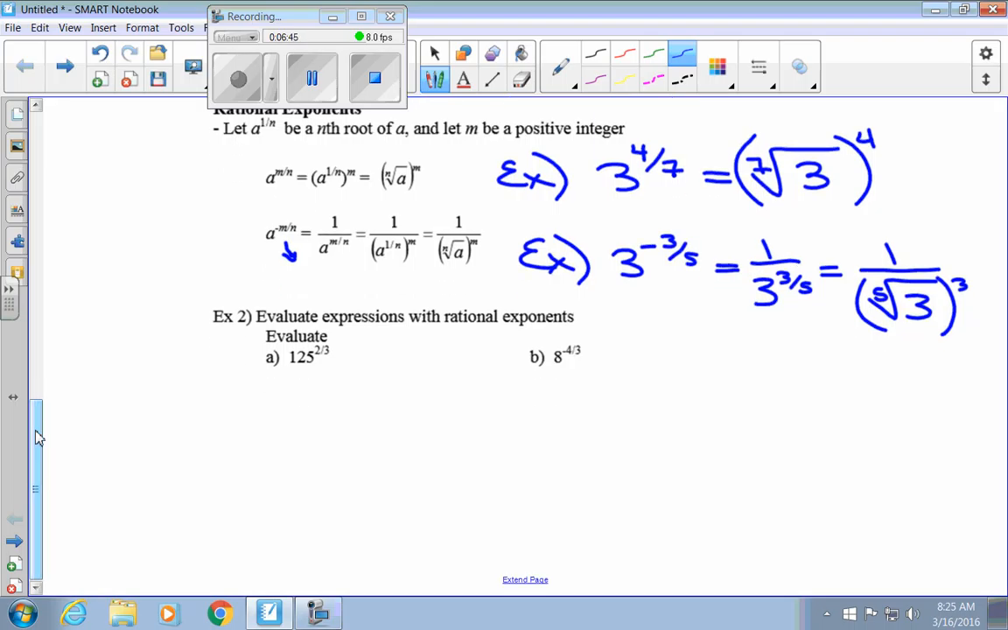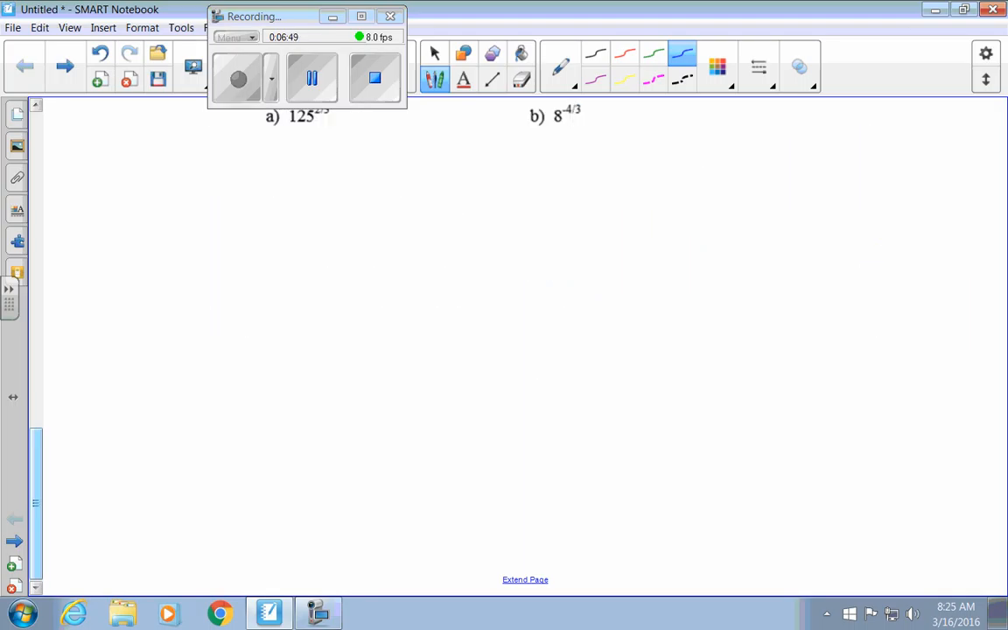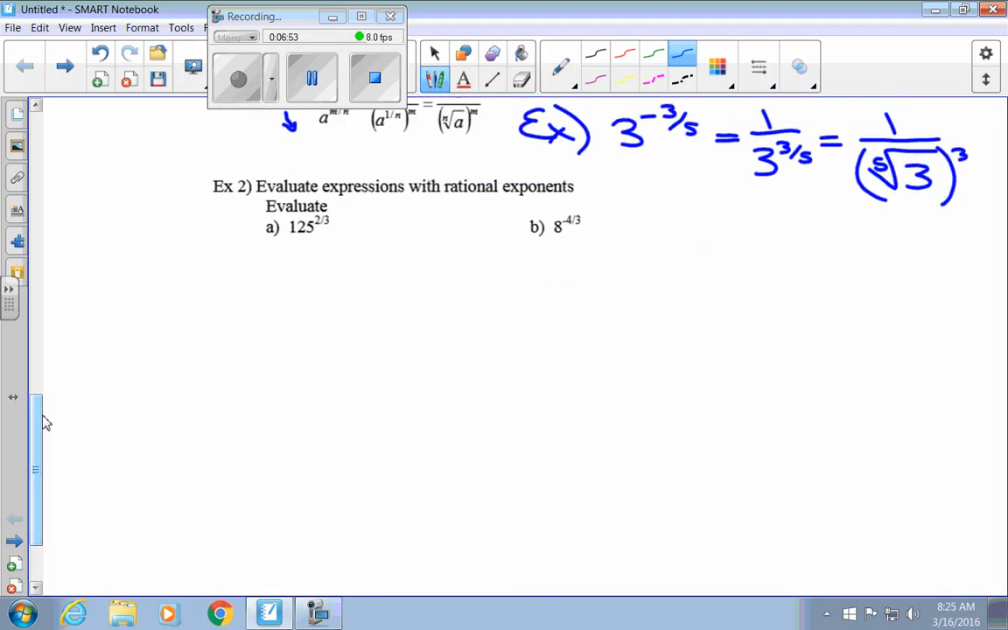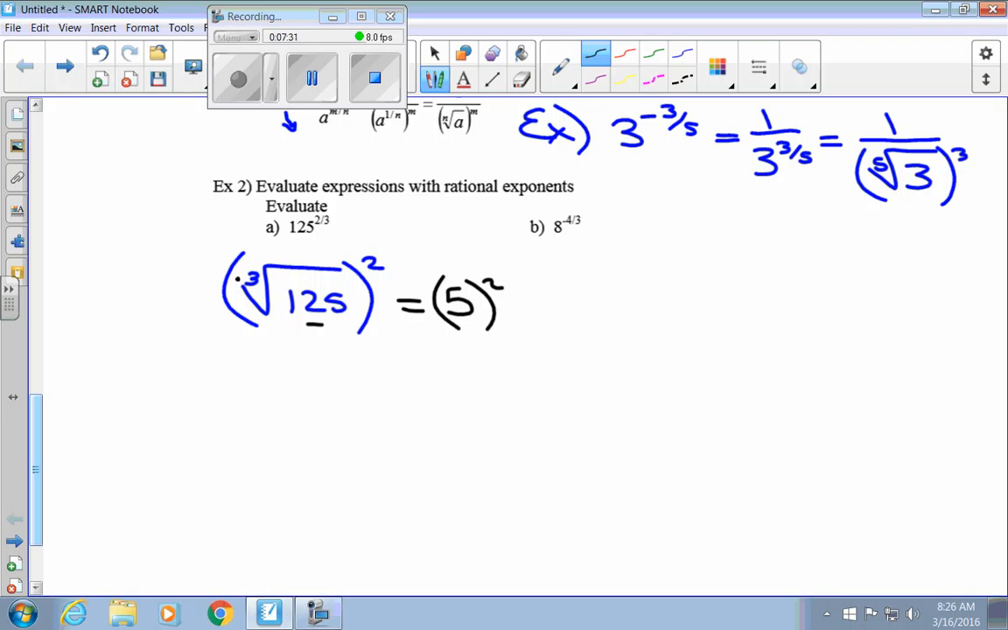So if we jump down to example 2, that's all they're really asking us to do. They're asking us to evaluate these expressions with rational exponents. So in this case, we're going to write these as radicals. I'm going to write the 3rd root of 125 to the 2nd power. The reason we write it like this is we can break this apart. And you'll get better at understanding which ones are 3rd roots and 4th roots and 5th roots. But I look at this and I can see that the 3rd root of 125 is 5. So this is going to equal 5 squared. So I reduced what's inside that radical first. And now 5 squared is 25, so that's our answer.